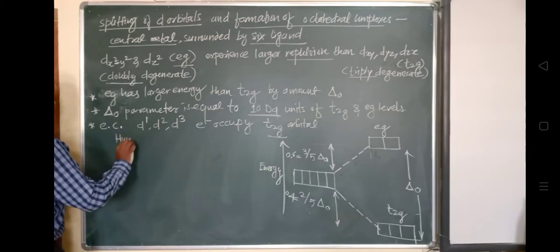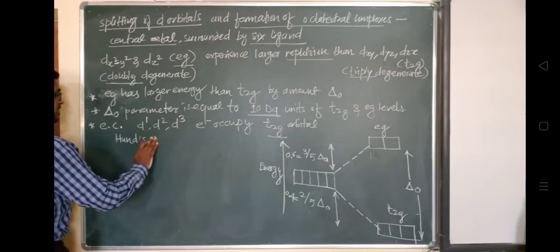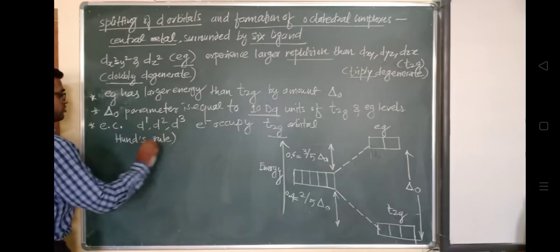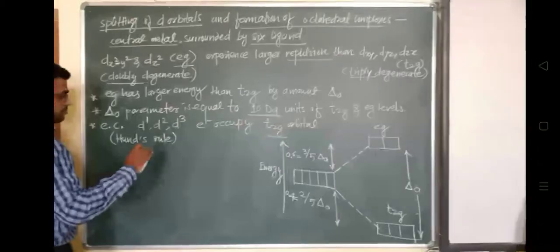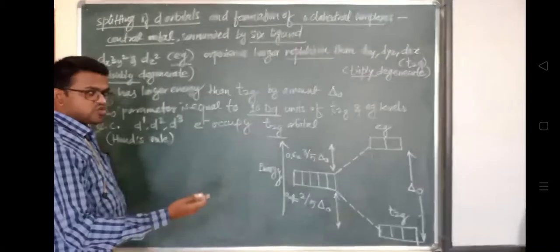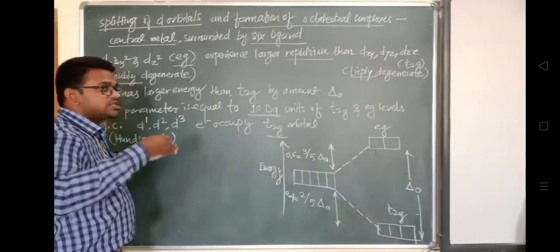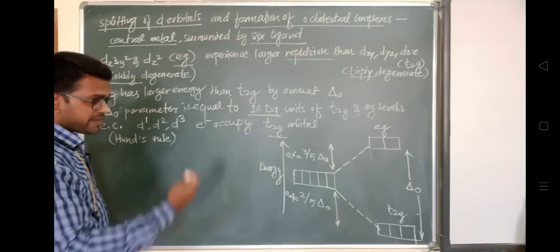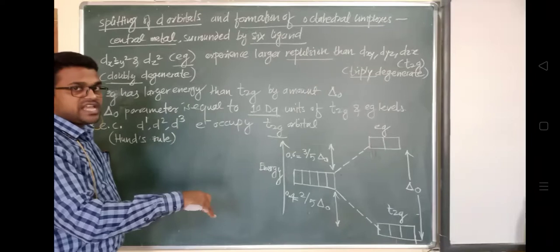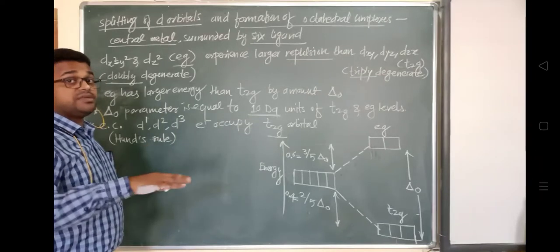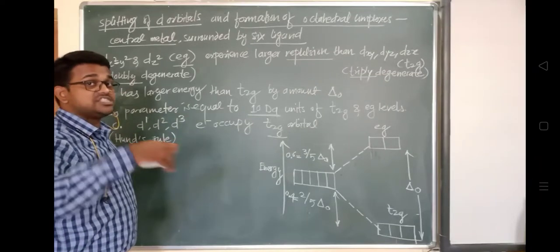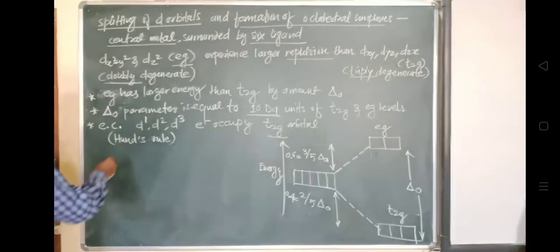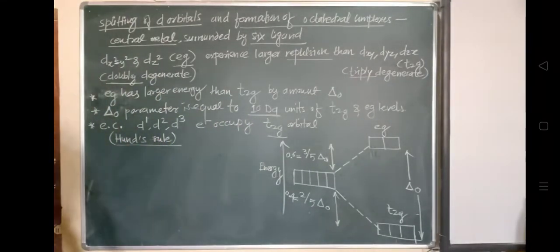Hund's rule explains the order in which electrons occupy the orbitals, in increasing order of their energy. First the electron goes into the orbital with lower energy, and after that into the higher orbital with more energy. So that is called Hund's rule. We have already studied this Hund's rule in 11th standard.